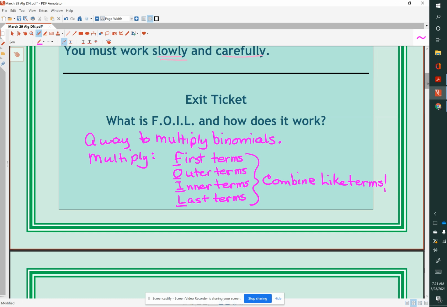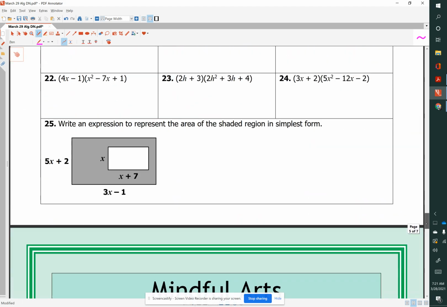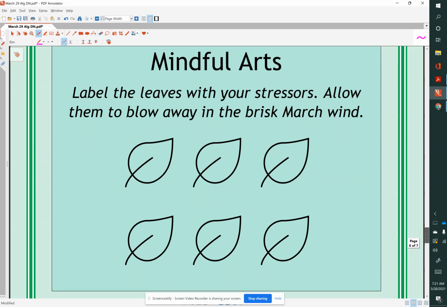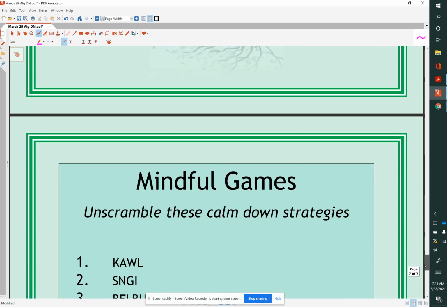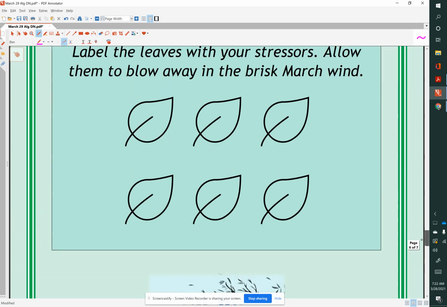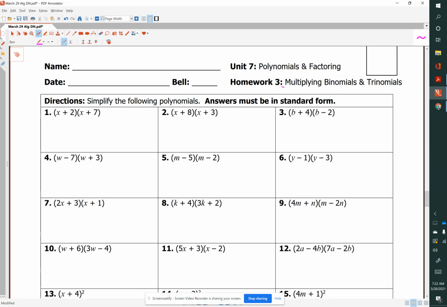So good job today. If you finish early or if you are just looking for a 5-minute break, we've got a little mindful arts activity where you can label the leaves with your stressors and let them blow away in the spring breeze. And we have some calm down strategies in the form of mixed words. You can unmix those. And also, here is your homework tonight, multiplying binomials and trinomials. This is often kind of a favorite lesson in algebra, so I hope you enjoy it. Just work slowly and carefully. Keep practicing, and as you work hard, you'll be great.